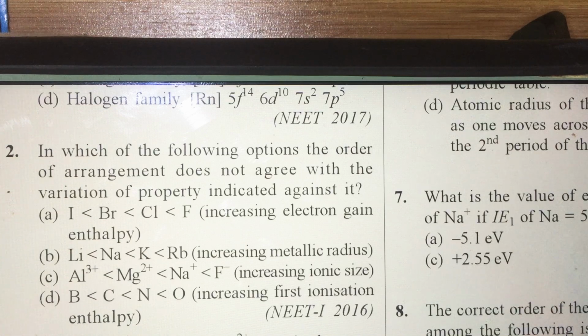This question appeared in 2016 NEET. It became a point of dispute because two options appear to correspond to the question. Both A and D are right. Do you know that the second group element's first ionization energy is more than that of the first group element, and more than that of the 13th group element?